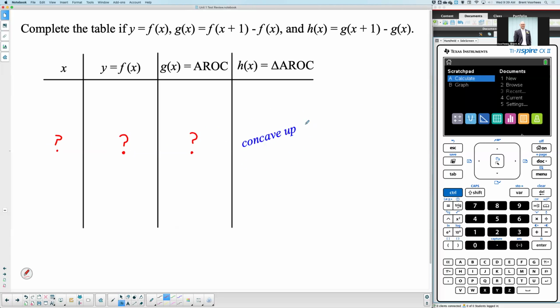What are the only two words that matter for f prime? Positive or negative. What are the only two words that really matter here? Increasing or decreasing. What are the only words that matter here? Concave up or concave down. When I'm saying that, the only words that matter are about the other columns. So that doesn't tell us anything, does it? We have no idea. Okay.